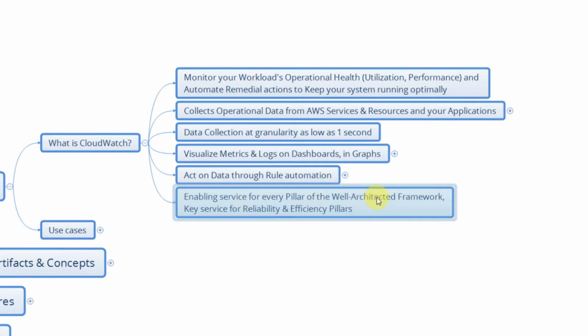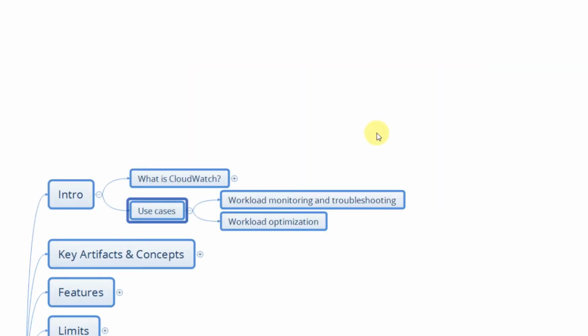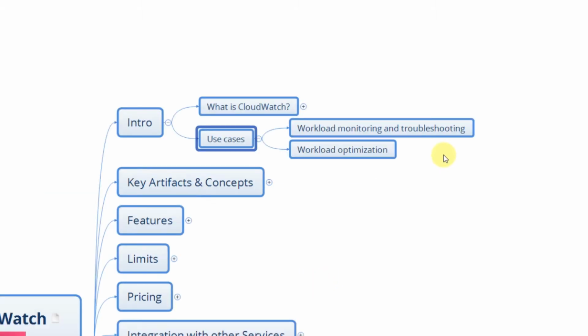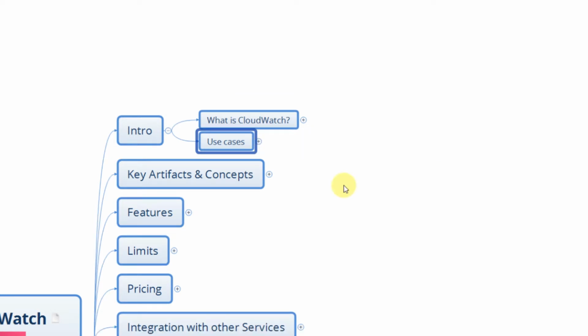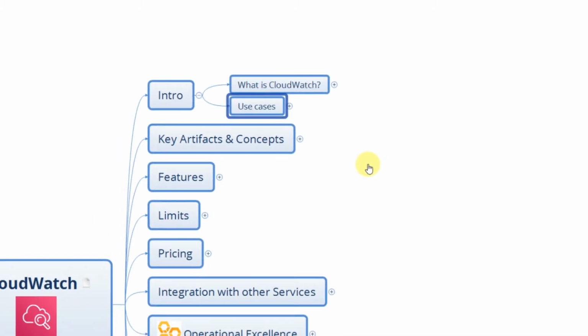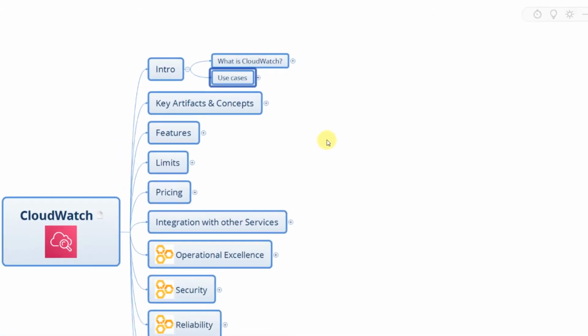Now, note that CloudWatch is an enabling service for every pillar of the well-architected framework. And it's also classified as a key service for the reliability and efficiency pillars. Now, essentially, the basic use cases for CloudWatch include monitoring your workloads, troubleshooting your workloads, and optimizing your workloads. Now let's take a quick look at a diagram that summarizes the different functionalities.